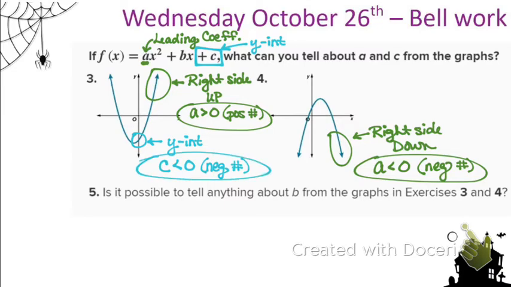What about on graph number 4? What can you tell me about the y-intercept? It's a positive. How do we know that it's positive on graph number 4? How is it positive? Where is our y-intercept? It's right here, which is up above the x-axis where my positive numbers are. So here's my y-intercept. So C is greater than 0. It's a positive number.